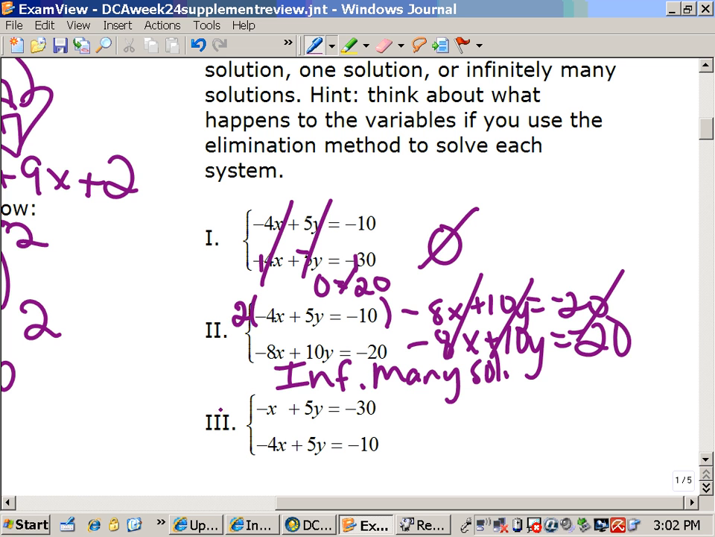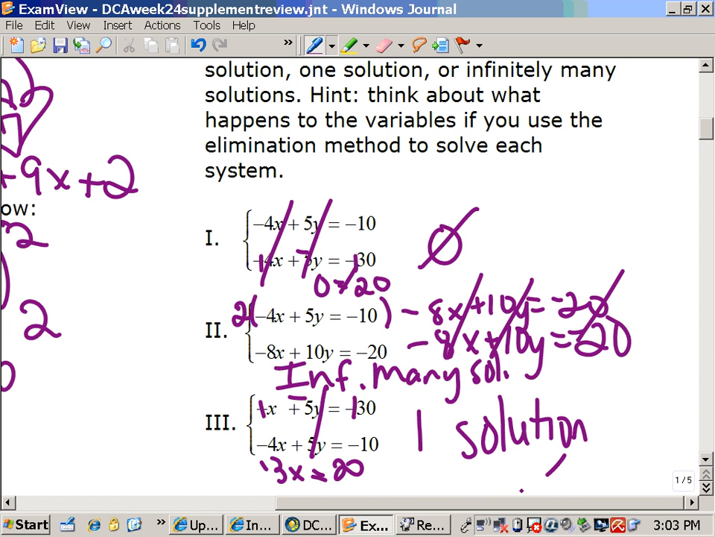Number 3, I'm going to change the signs on this top line. That makes the 5's cancel. I get negative 3x equals 20. Now I can actually solve that, so that means I would get one solution. That means that these two lines will intersect at one point, and I should be able to find that point. Now, since it doesn't ask us to do that, we don't have to do it.